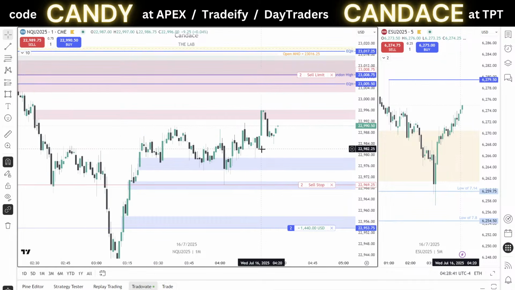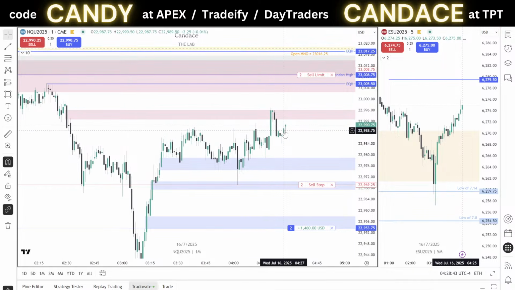So this 1 minute order block did hold, and we'll see how price reacts with this 1 minute CB, if it turns into an IFVG or just stays as a CB.